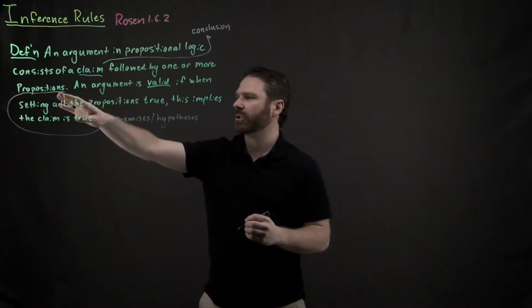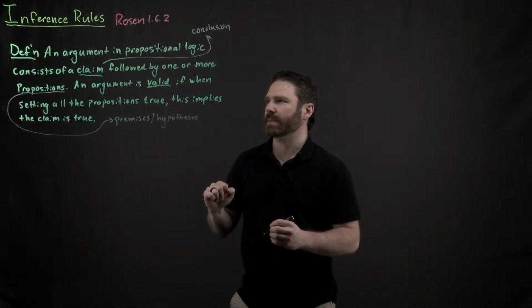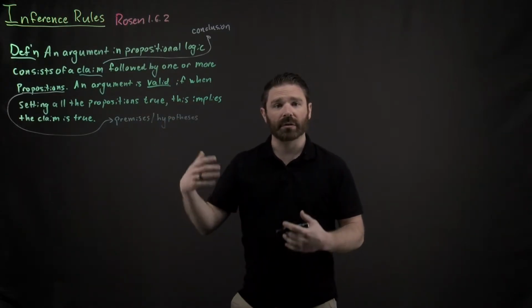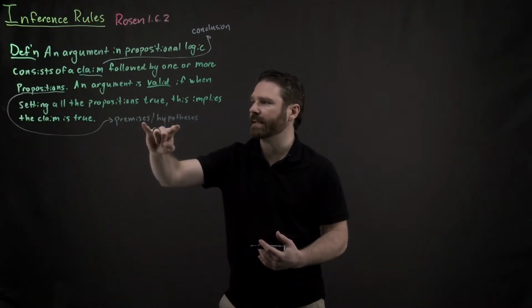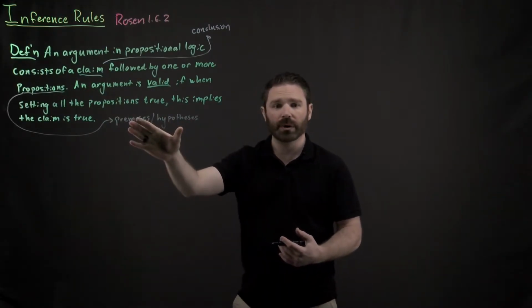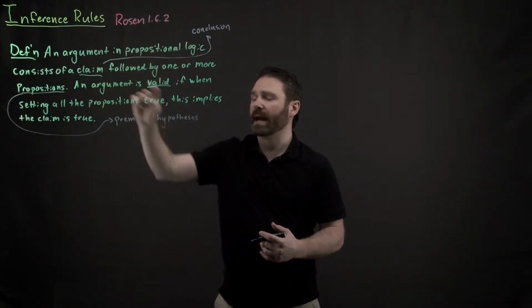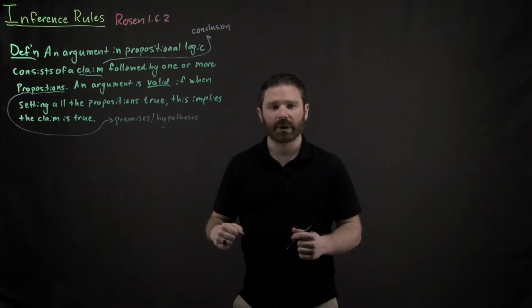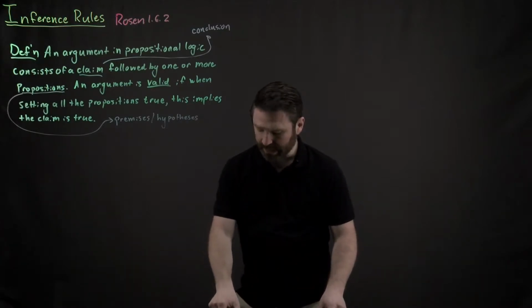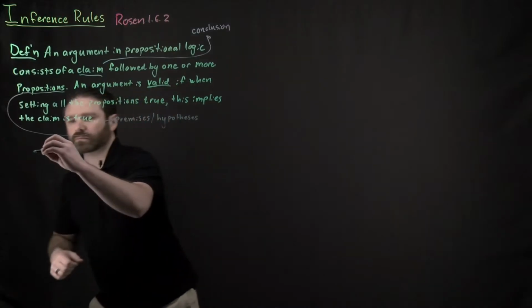So these are logical statements right here. We refer to them with the names premises or hypotheses. Now, an argument is called valid if when we set all of these premises or hypotheses, these propositions right here, true, then that implies that this conclusion or that claim right there is true. So I think it'd be helpful here to go ahead and look at an example. So let's look at an example of an argument.